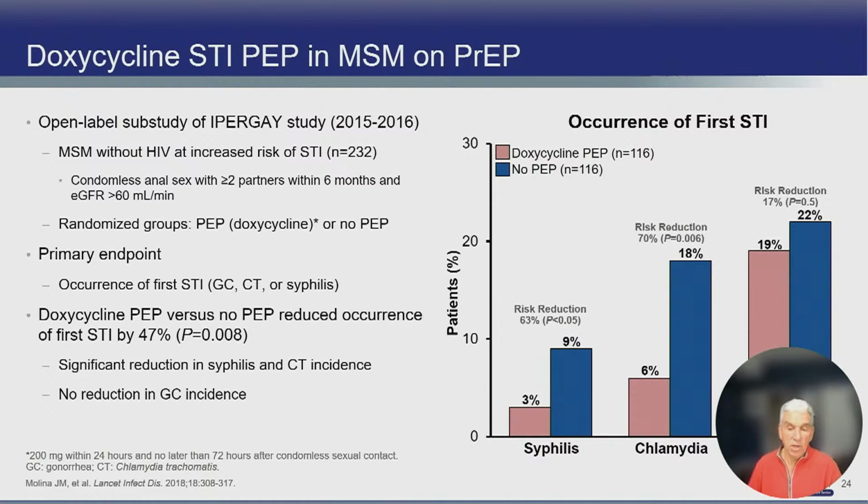I'm going to move now on into the use of doxycycline for STI post-exposure prophylaxis in MSM. And this is a study that showed that chlamydia, gonorrhea, and syphilis rates in MSM without HIV are at increased risk for STI, and that when you use doxycycline versus no doxycycline, there was a significant reduction of the first STI. Significant reduction both for syphilis and chlamydia, no true reduction for gonorrhea.